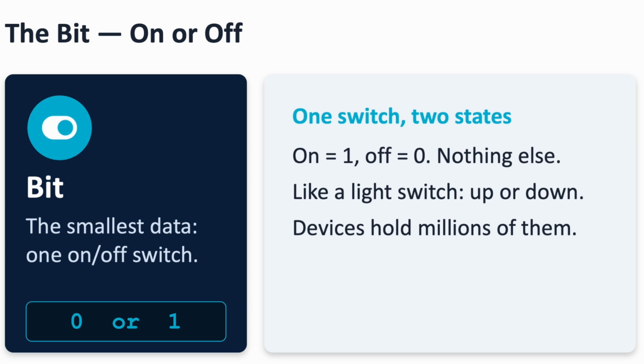Right. You can compare it directly to a standard light switch. It's either up or down. But modern devices hold millions of them. But wait, I have to push back on that to bridge to the next concept. If a computer just has millions of simple light switches, how does that crude binary mechanism actually translate to complex, usable information? Well, if we advance to slide 3 here, we get to the byte.